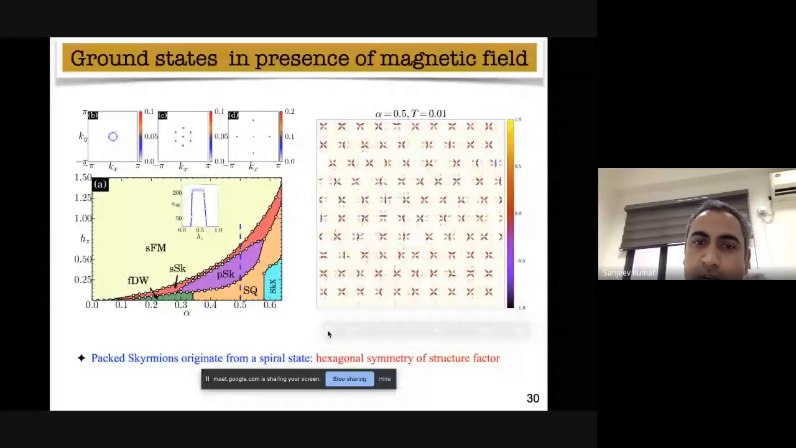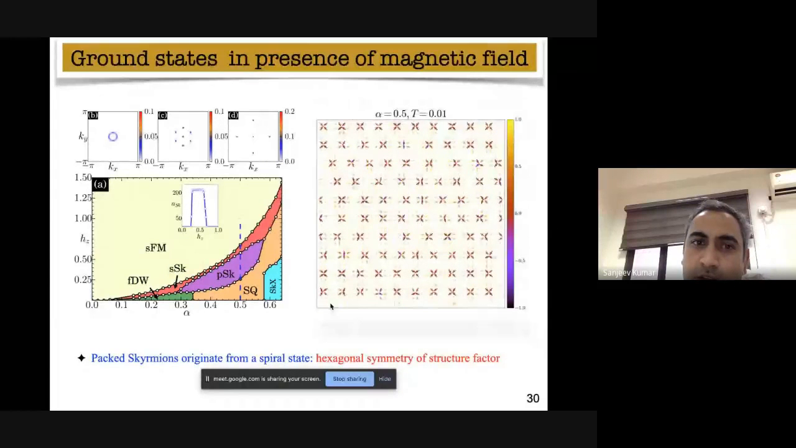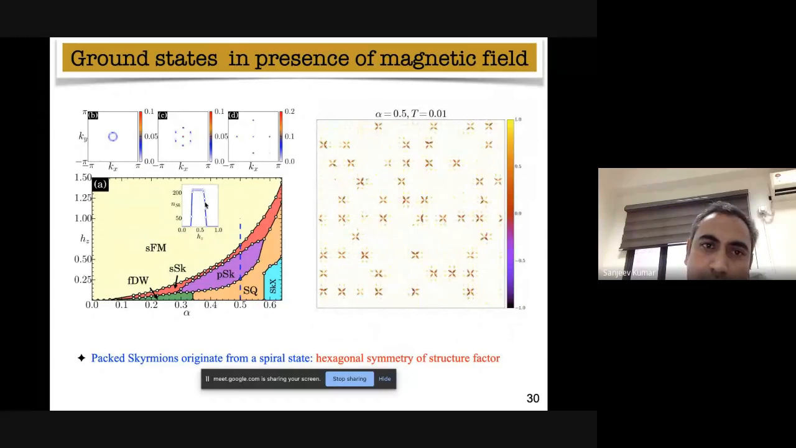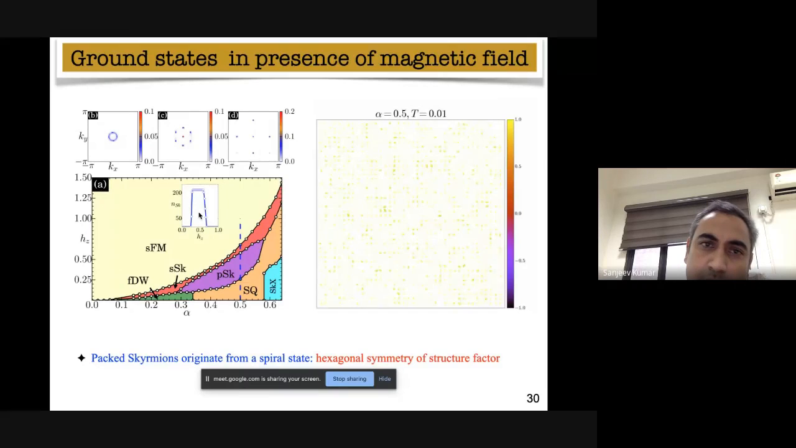And again, the melting will be almost instantaneous because the region in field over which this goes away is very, very small. So this sharply drops down. So they almost immediately melt.